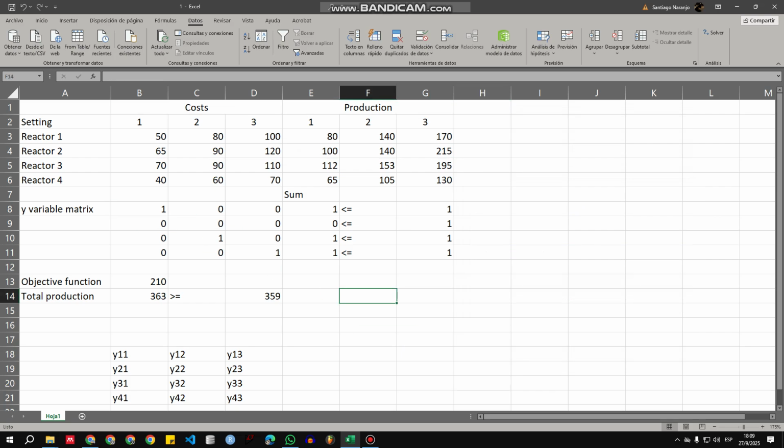That means that y11 is 1, y32 is 1, y43 is 1, and the other values are 0. So these are the values for which Monsanto produces the minimum that they are required with these constraints, and for that it's almost 363 millions of pounds of the chemical. And that's it.